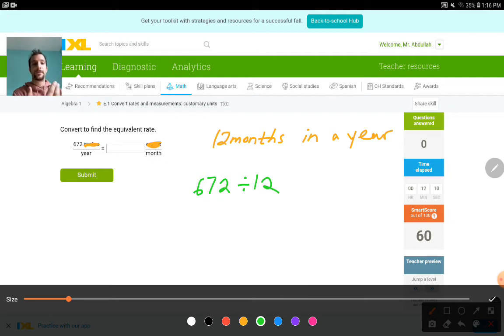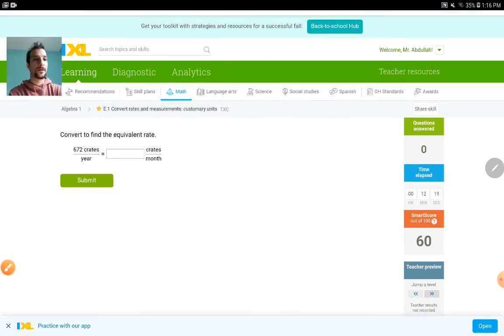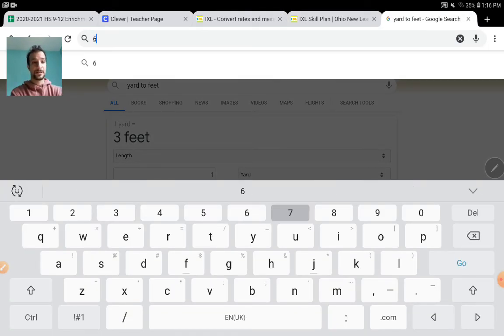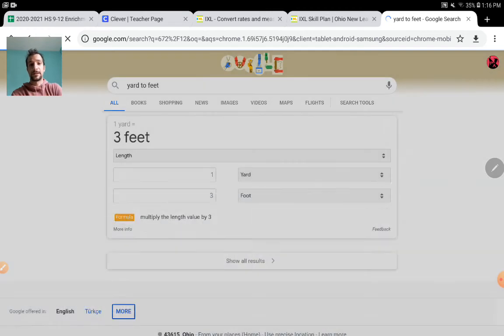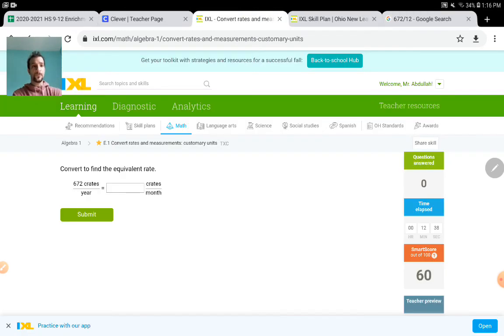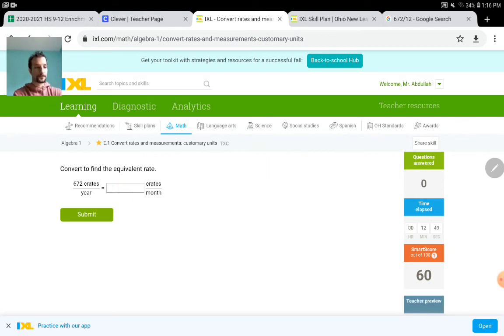672 divided by 12. So let's just say you don't know what this is. 672 divided by 12. I will open a calculator, or you can even just use this address bar, 672 divided by 12. And it'll show you that the answer is 56. You can use either this calculator for simple add, multiply, divide, or subtract operations, or for more complicated things, I'll show you another calculator later when we start dealing with those sorts of things. This would be 56.